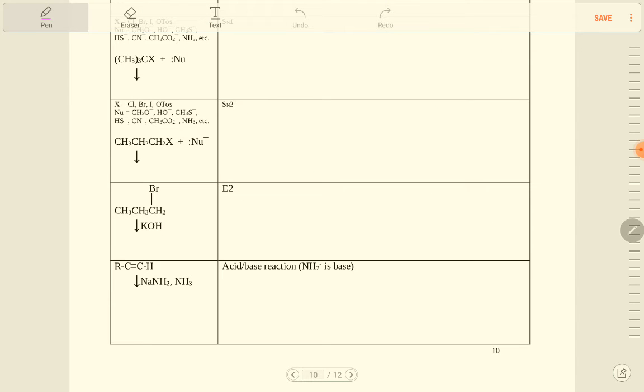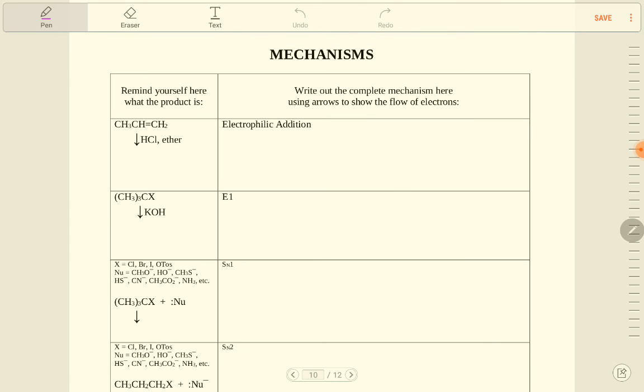Alright. Now let's work on some of those mechanisms. Last two you guys are going to work on. I'm gonna try to write a couple more, like C double bond C, H, HCl, and you can see these pairs of electrons go here and that pair of electrons goes here.